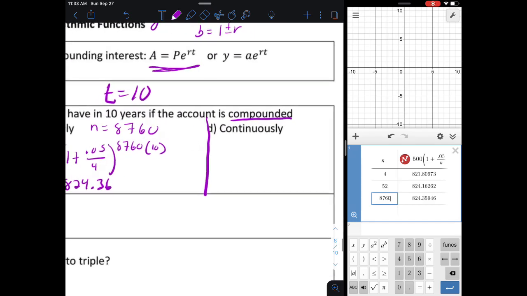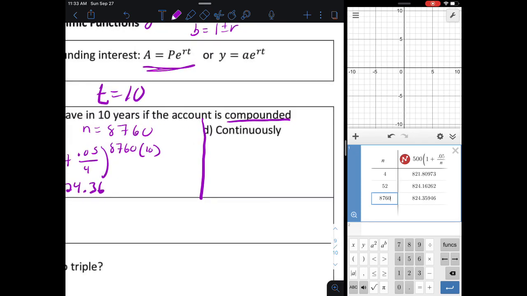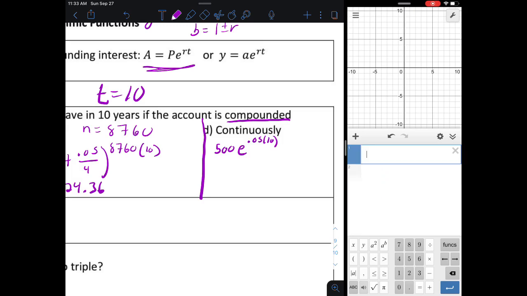All right, so my compound continuously formula would be the amount of money would be 500 times e to the 0.05 times t power. So it would be 500 times e to the 0.05 times 10. And to get that with Desmos, we'd have to type in a new equation. So I just typed that straight in. Desmos can evaluate that for me.